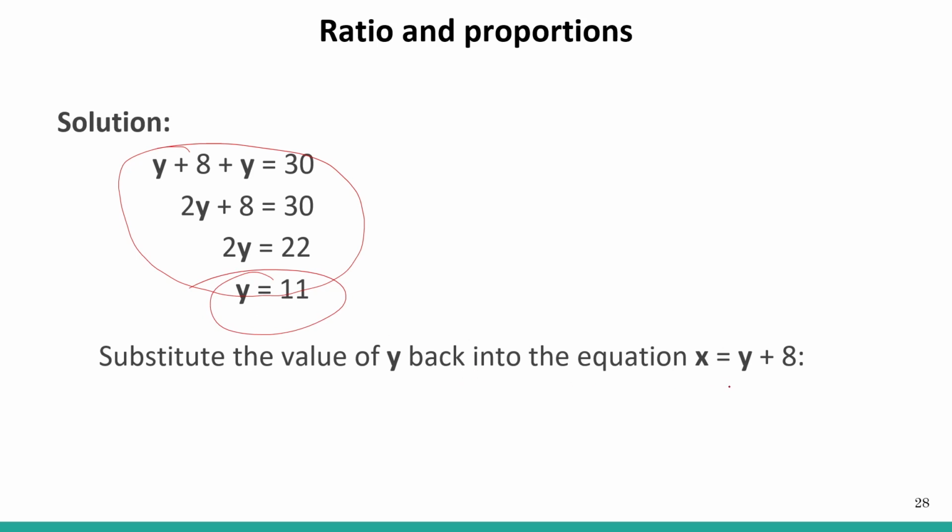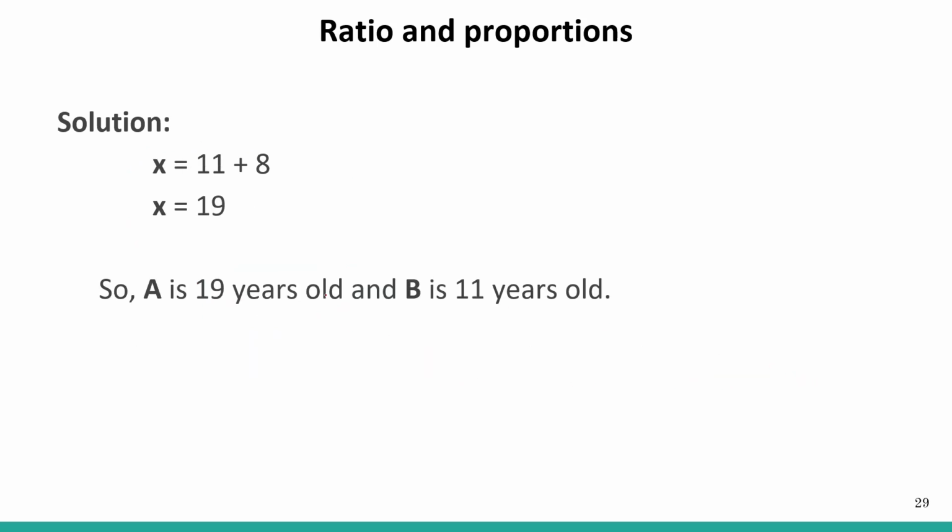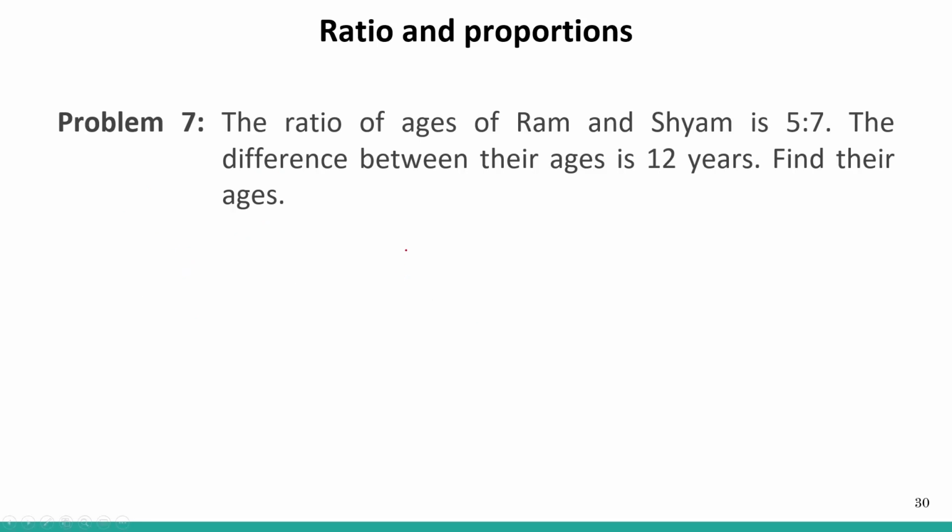Putting Y back into the equation X is equal to Y plus 8, X will be 19. So A is 19 years old and B is 11 years old. Okay, so we have now solved it. So the correct answer is A is 19 years old and B is 11 years old. So let's see problem number 7.